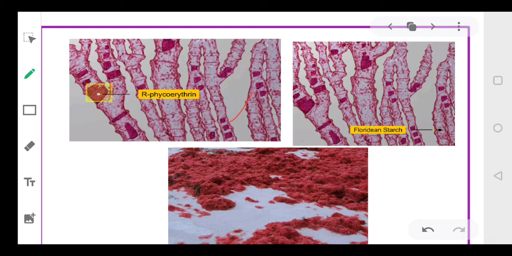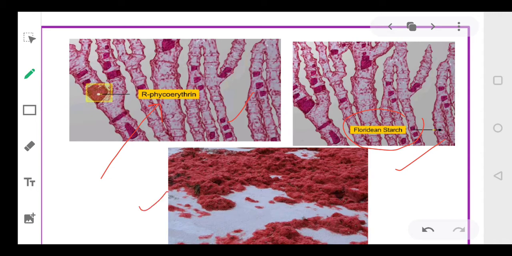Why are the Rhodophyceae of red color? Because they contain a pigment which is called R-phycoerythrin, and this gives red color to the algae. Okay, clear? And they also contain Floridean starch. Floridean starch is also present inside them. That means food is stored in the form of Floridean starch. Okay, food is stored in the form of Floridean starch.